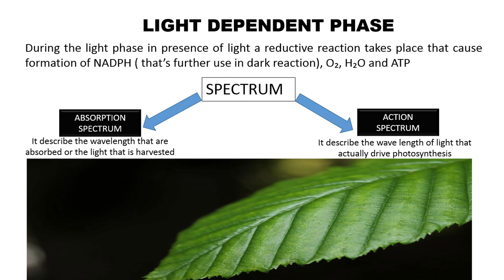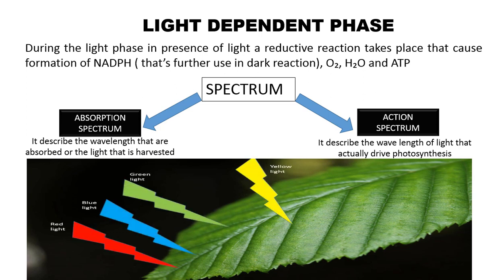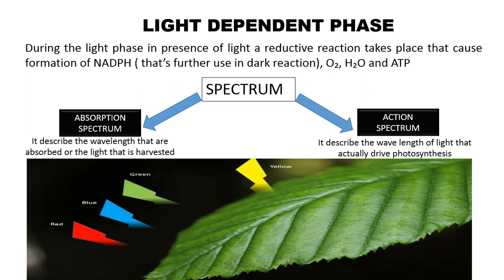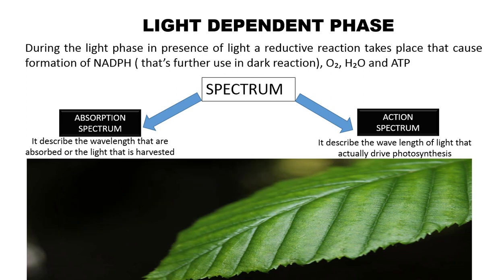Before I start the light reaction in detail, there are some aspects regarding the light dependent reaction that we have to know. So first is the spectrum. Spectrum is classified into two types: action spectrum and absorption spectrum. Absorption spectrum describes the wavelength of light that is actually absorbed by the green leaf, and the action spectrum is the wavelength of light that actually drives the photosynthesis.